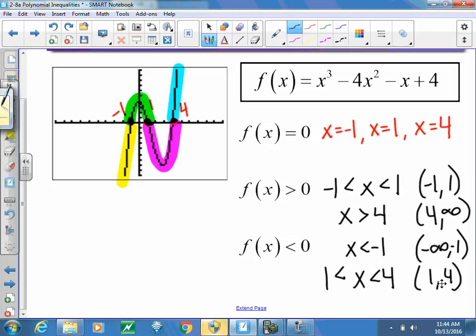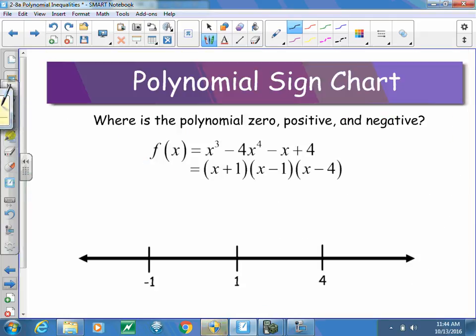So by just looking at your graph, you can determine whether it is positive or negative. Well, let's say that you don't have graphing capabilities in front of you. How can you figure out when it's going to be positive or negative? You can use what we call the polynomial sign chart. And the sign chart is going to help you determine when your graph is above or below the x-axis, because it's going to help you pinpoint some of your critical points here.